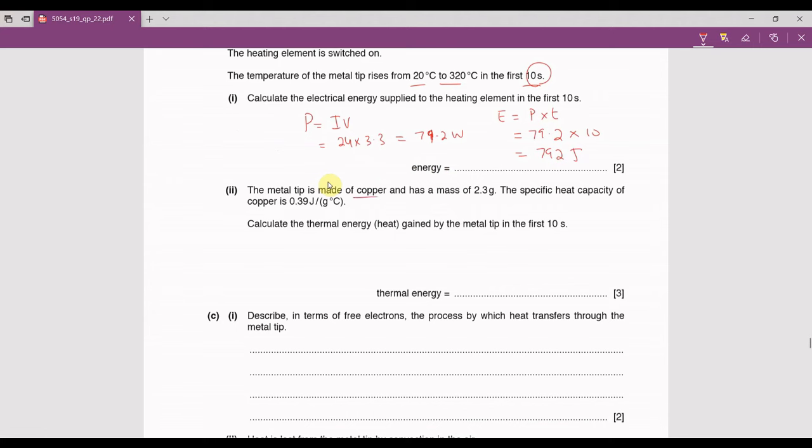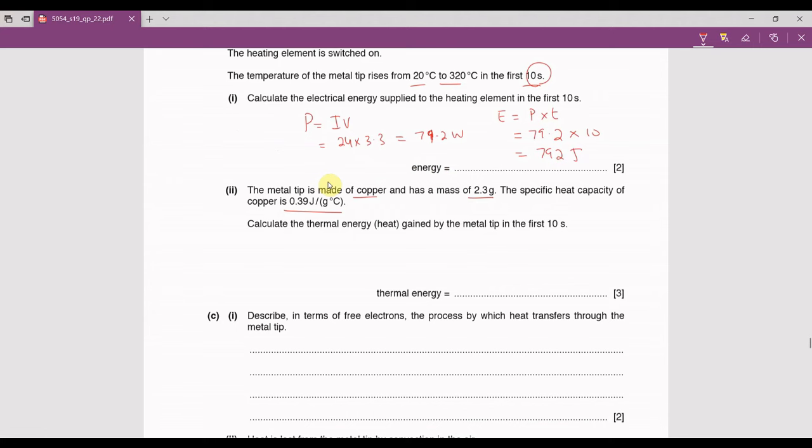Alright, the metal tip is made of copper. So they have given you the substance and it has a mass of 2.3 grams. The specific heat capacity of the copper is also given, that is in joules per gram per degree Celsius. Calculate the thermal energy gained by the metal tip in the first 10 seconds.